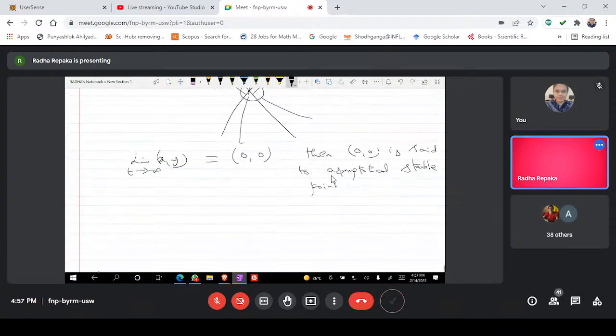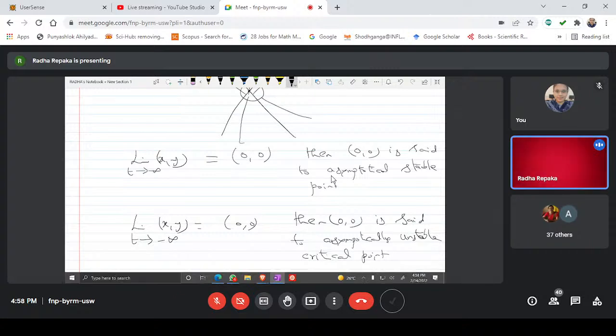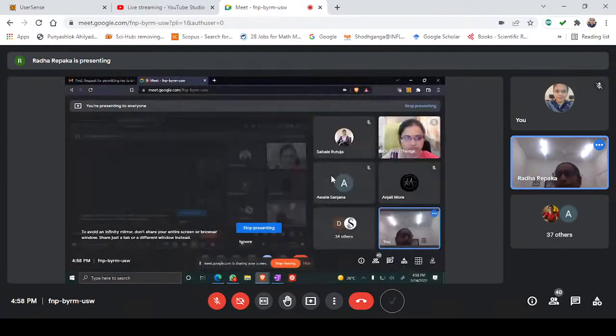If, I don't think I can complete the entire thing, then (0, 0) is said to be an asymptotically unstable critical point. Okay, now I'll not write anything, I'll try to explain it a little bit. I have written so much probably.